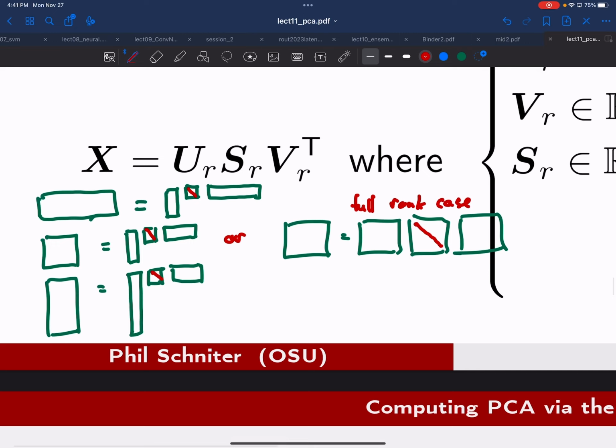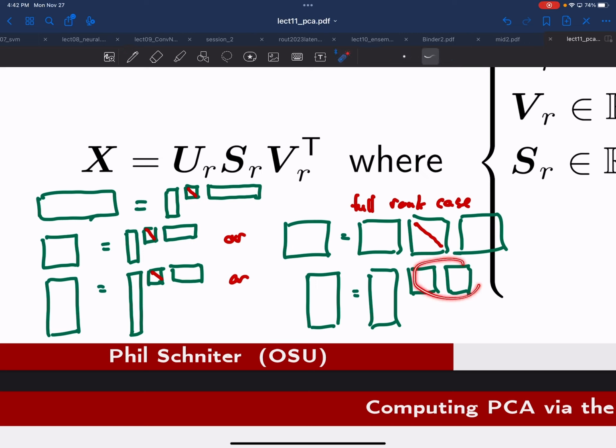The full rank case of the next one would look like this. So these would both be square, and they would have the same dimension as that. So it really depends on the rank.